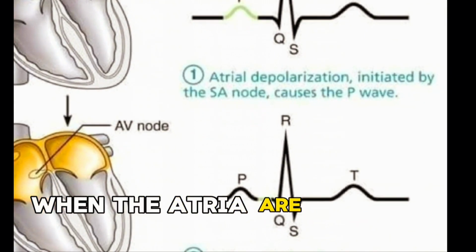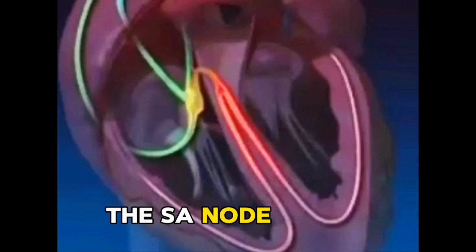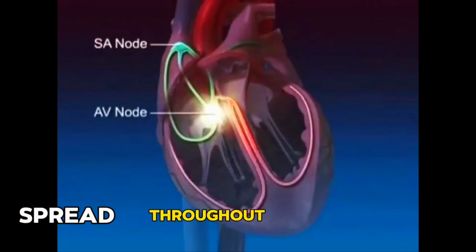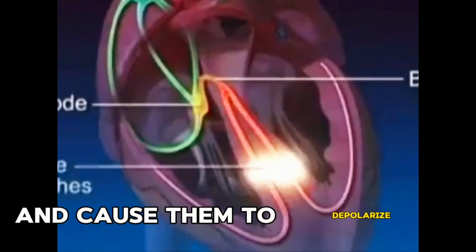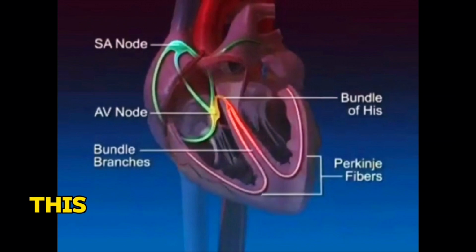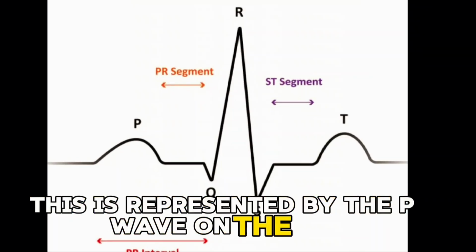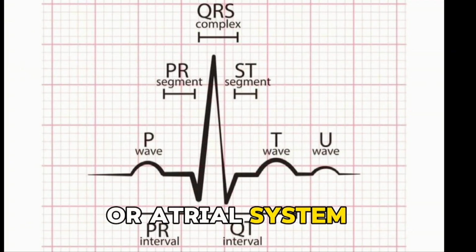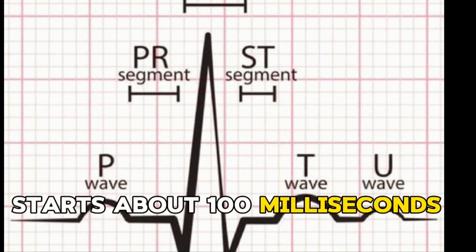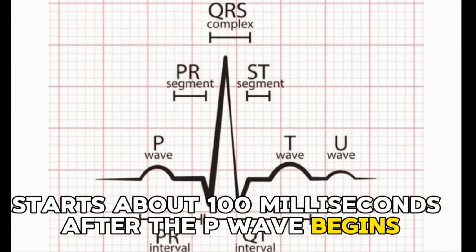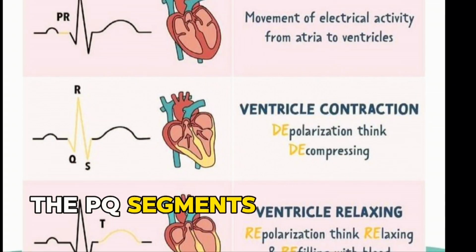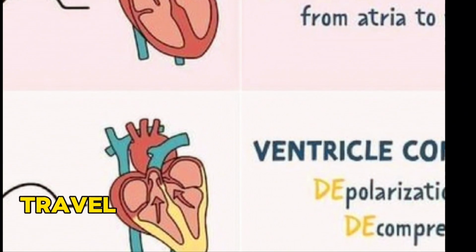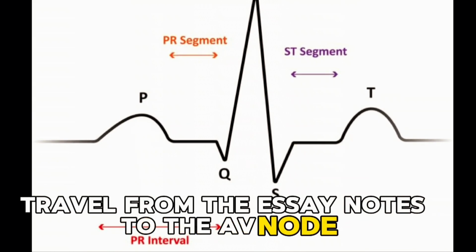When the atria are full of blood, the SA node fires electrical signals that spread throughout the atria and cause them to depolarize. This is represented by the P wave on the ECG. Atrial contraction, or atrial systole, starts about 100 milliseconds after the P wave begins. The PQ segment represents the time the signals travel from the SA node to the AV node.